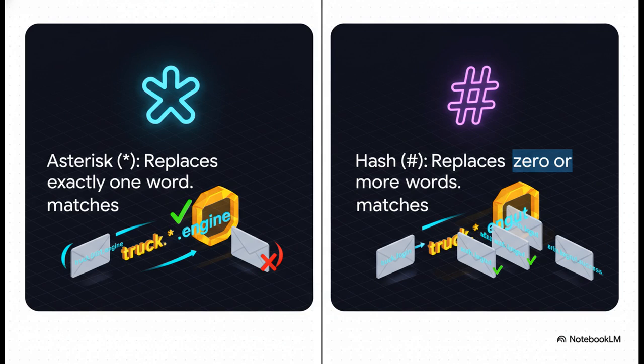See? Now let's look at the hash symbol. This is where the real magic is. The hash replaces 0 or more words. That means a binding key of auth.# is like a giant net. It will catch everything that starts with auth. auth.login, auth.logout.success, even auth.failure.timeout. Understanding the difference between exactly 1 and 0 or more is the whole ballgame.